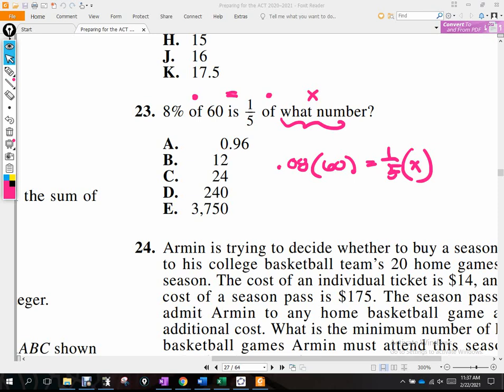So I'm going to take 0.08 times 60. That's on the left-hand side. And I multiply both sides by 5. And when in doubt, you Charlie'd out, and you got 24, didn't you? You said 24 at the beginning, didn't you? All right.